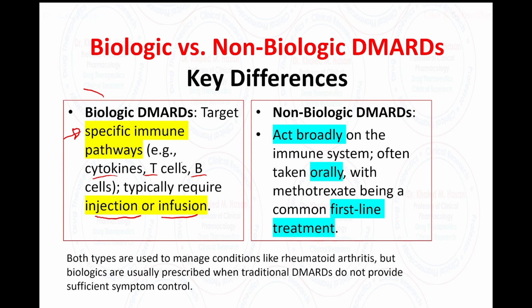So you can see the medications we speak about target tumor necrosis factor, T cells, B cells, and so on. Non-biological DMARDs include methotrexate, leflunomide, and Arava. They act broadly on the immune system and are not targeted at a specific type of immune cell. They are mostly given orally. For example, methotrexate is considered first-line therapy, and it is prescribed orally.